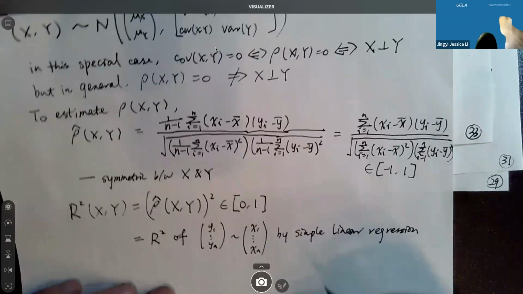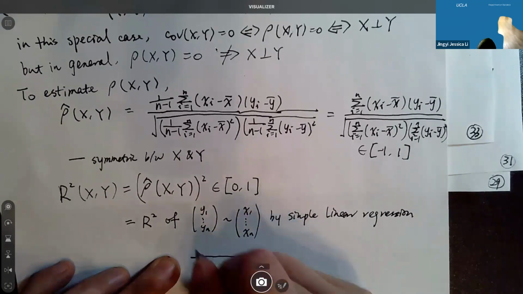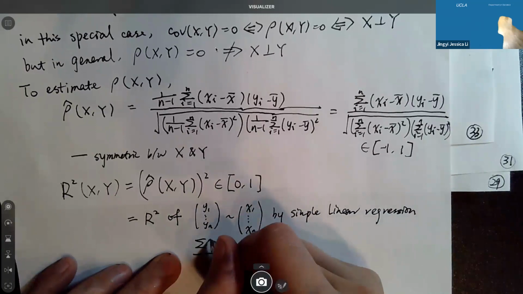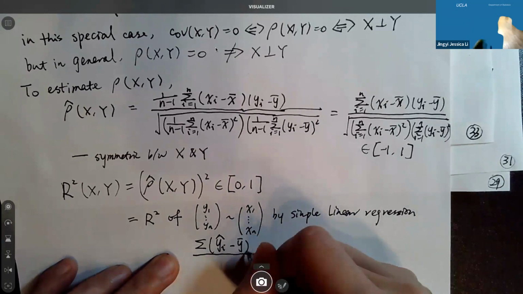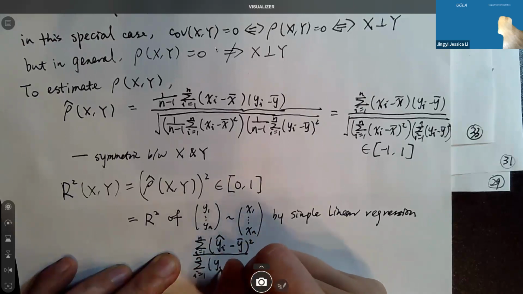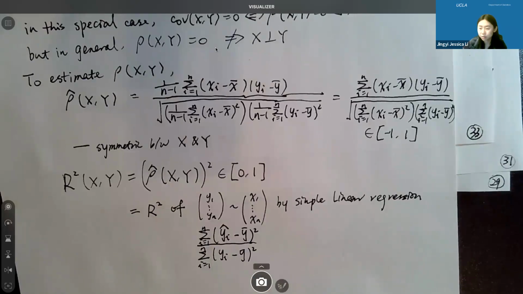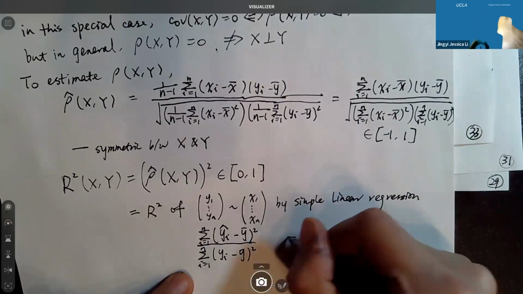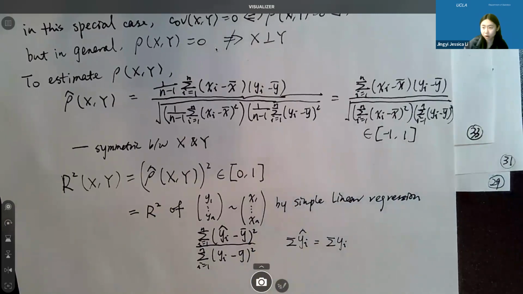So basically here this r square is defined as yi hat, the fitted yi minus y bar squared, over the original yi minus y bar squared. So this is the r square formula. And the linear regression guarantees that the average of yi hat equals the average of yi. So that's why they share the same y bar. So this is the property of linear regression.